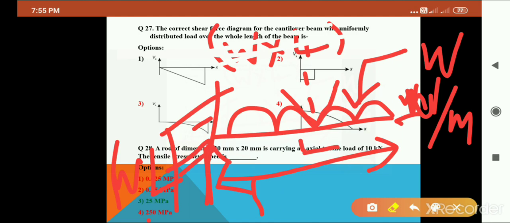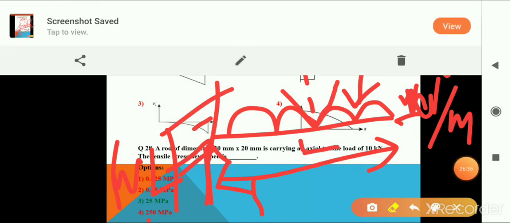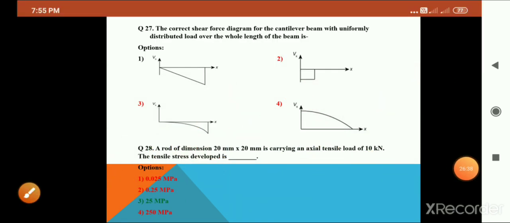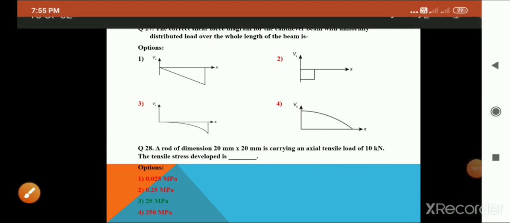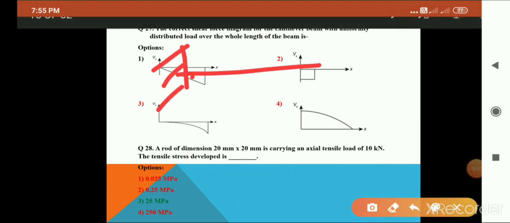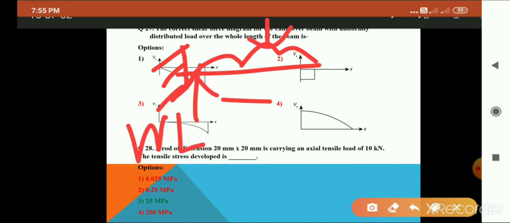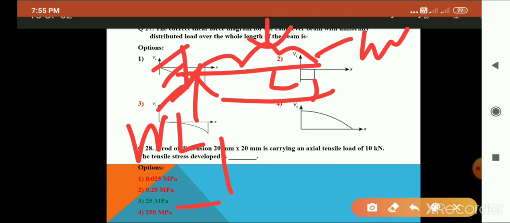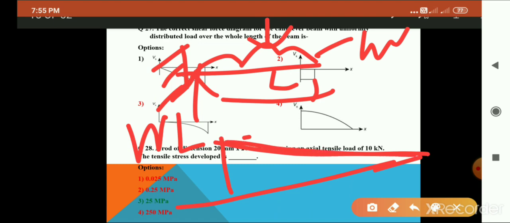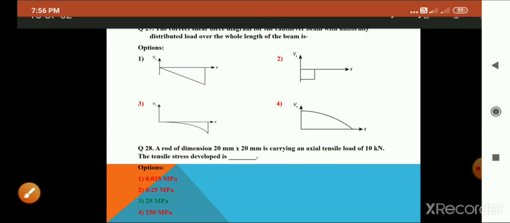Let's erase all this. So the final shear force starts at WL, and with total length L, the shear force will become triangular. Here there is only one triangle, and it's a straight line, not parabolic or cubic. So option 1 is the correct option.